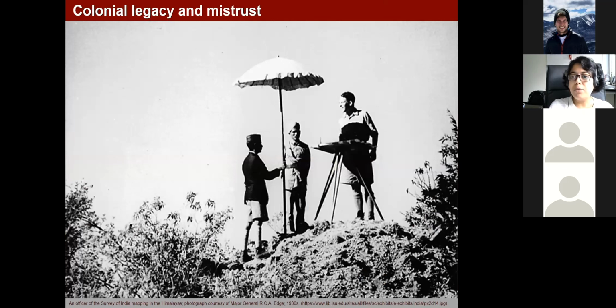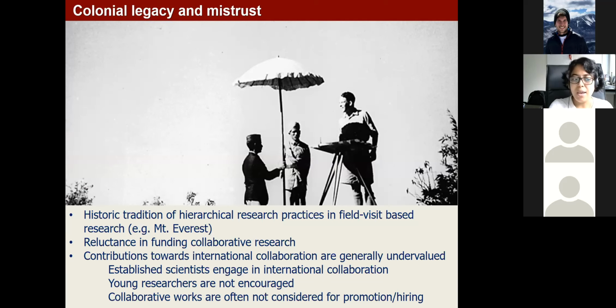And finally, which is extremely important, is the colonial legacy and mistrust. This is a symbolic picture which shows a British officer surveying India. And this hierarchy was very much there. This historic tradition of hierarchical research practices in field-visit-based research was there. You are familiar with Mount Everest, and what's not so familiar is that George Everest, after whom the mountain was named, had nothing to do with this particular mountain. It was actually measured by one of the surveyors, Walker, and then it was measured by an Indian called Radhanath Sikdar.